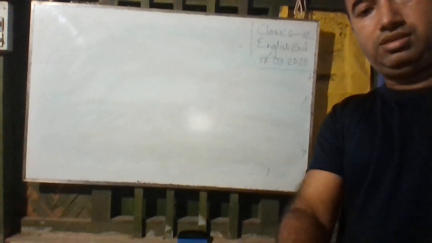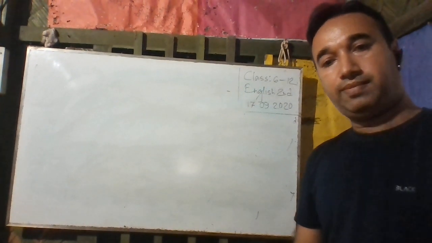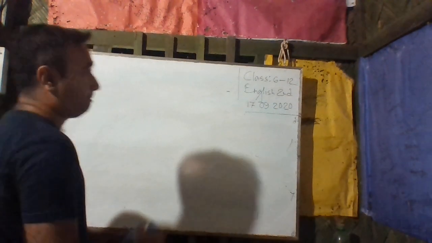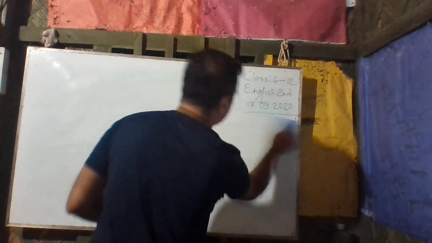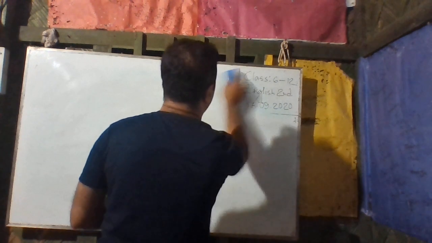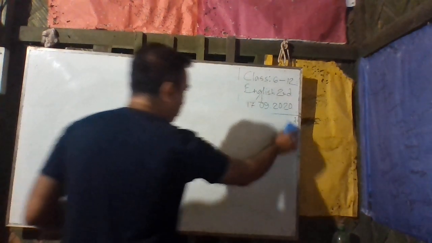I think you can see clearly. Now, I will give you some examples. I will show you how to make some active sentences passive. First one, I will write a sentence in present indefinite tense.